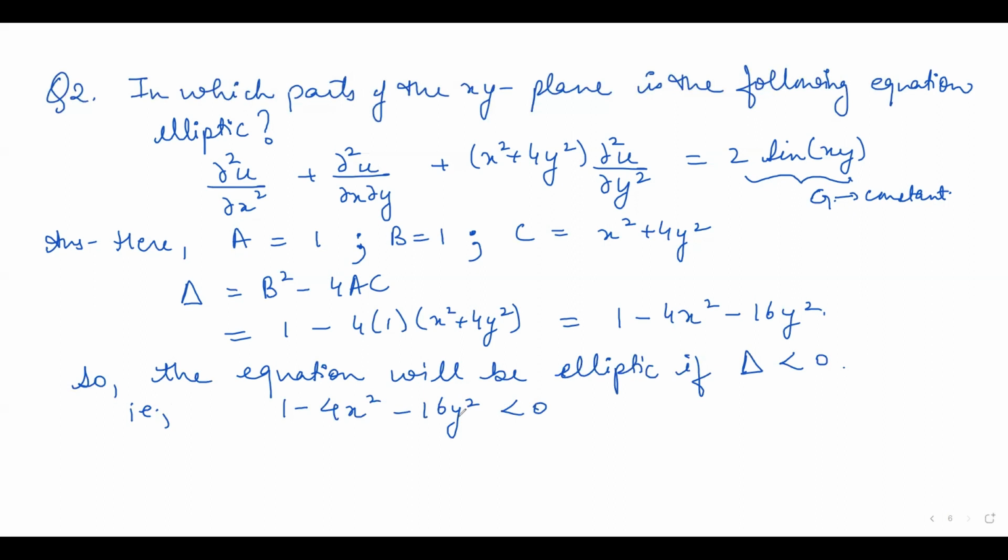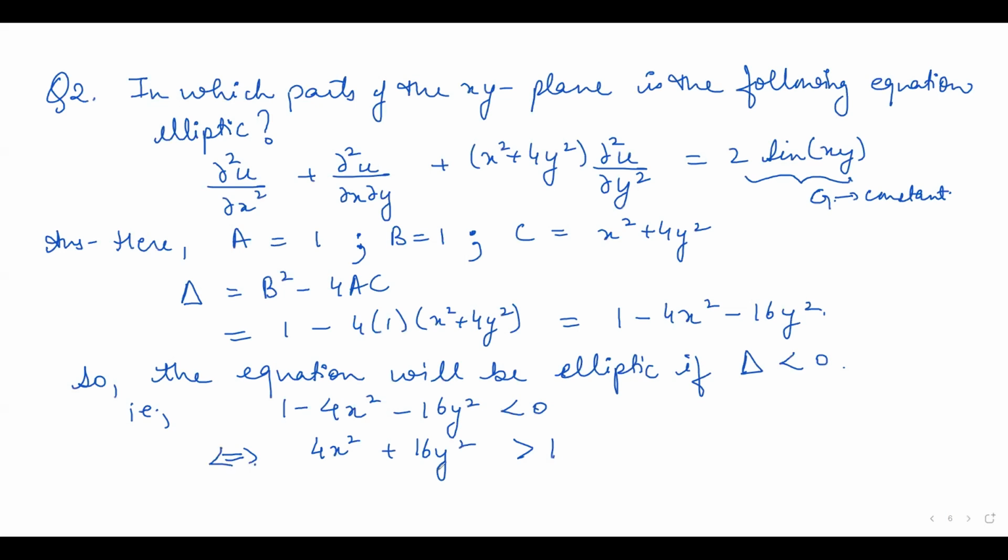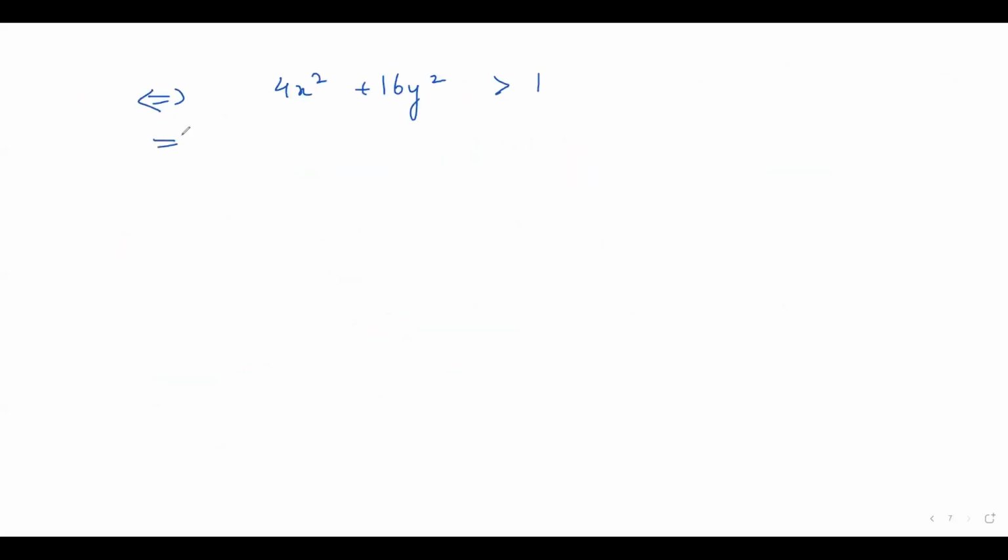Now, let us see the condition that we are getting here. I'll take this onto the right hand side, so I'll get 4x square plus 16y square greater than 1. I can rewrite this equation, so let me go to another page. I had 4x square plus 16y square greater than 1, so that's equivalent to x square upon 1 upon 4, y square upon 1 upon 16, and that's greater than 1.